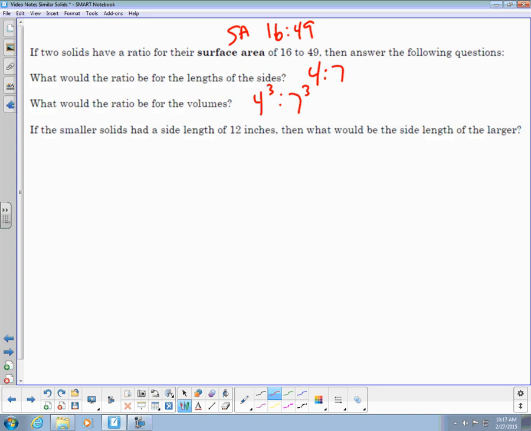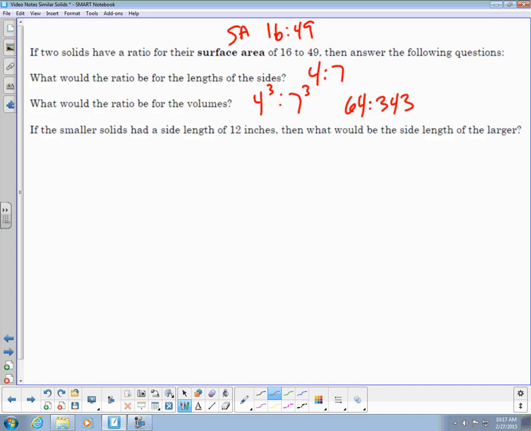If you're ever given surface area or volume ratios, the first thing you need to do is go find that side ratio first, because you really don't know how those ratios compare until you have that ratio first. And so 4 to the third power and 7 to the third power is going to give us 64 to 343. Okay, this is why we asked you guys to learn those cubes first semester.